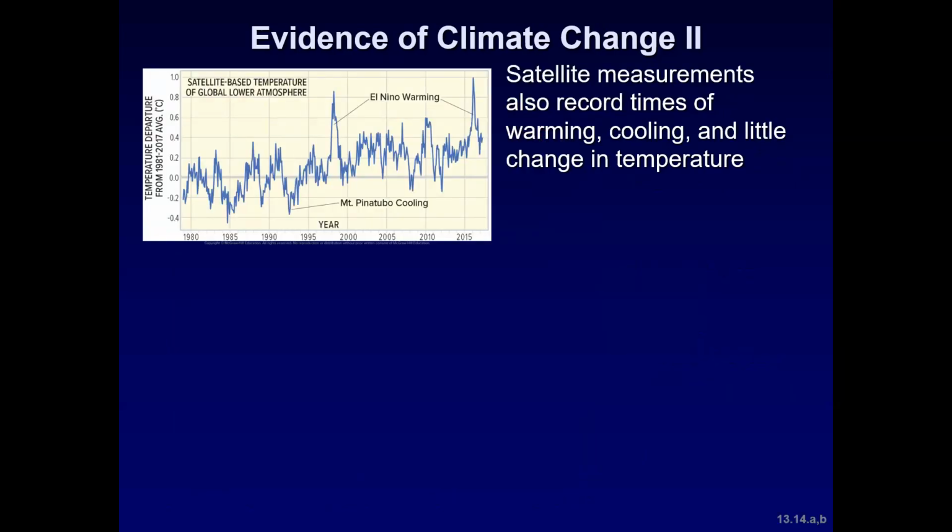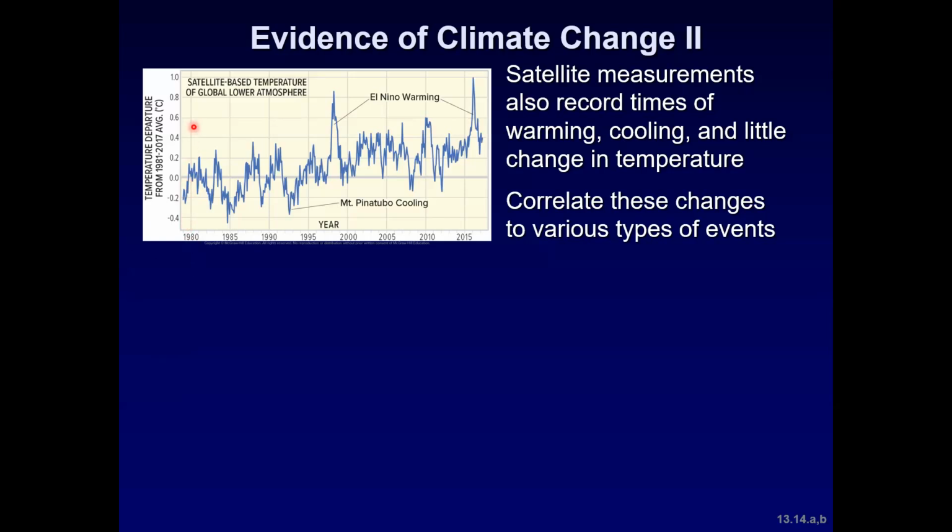All right, evidence of climate change, part 2 here. Satellite measurements also record times of warming, cooling, and little change in temperature. We can correlate these changes to various types of events. So in this case, we have the temperature departure from 1981 to 2017 on average. So that's over time.